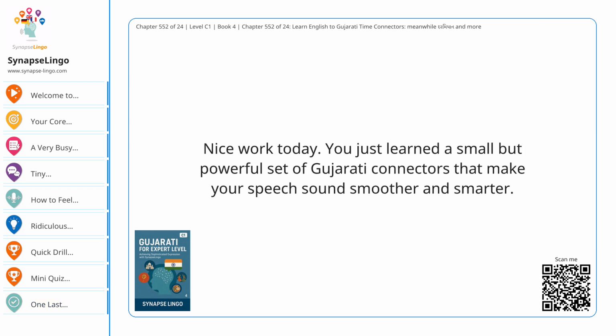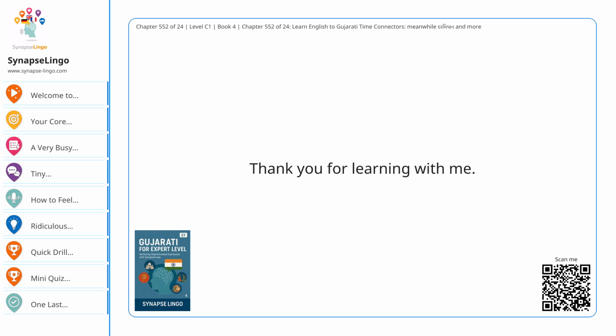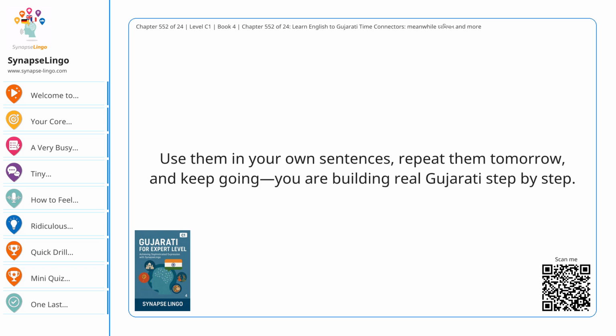Friendly goodbye. Nice work today. You just learned a small but powerful set of Gujarati connectors that make your speech sound smoother and smarter. Thank you for learning with me. Practice saying દરમિયાન, તેની સાથે સાથે, એક સાથે, આ દરમિયાન, પરિણામે, and બદલામાં out loud a few times today. Use them in your own sentences, repeat them tomorrow, and keep going. You are building real Gujarati step by step.